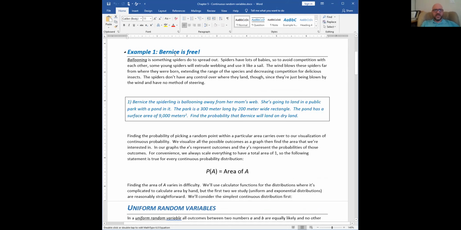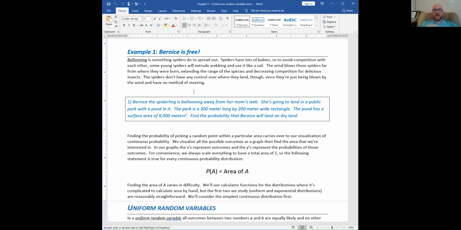All right, so Bernice, the spiderling, is ballooning away from her mom's web. What ballooning is, by the way, is some species of spider will, when they are becoming young adult spiders, extrude some webbing and then not pinch it off or let it go, and the wind will just pick them up and fly them somewhere. And that's how they go a long way to spread out, to get away from the web, because there's too many spiders and not enough food in one place for an entire family of spiders. So they spread out like this.